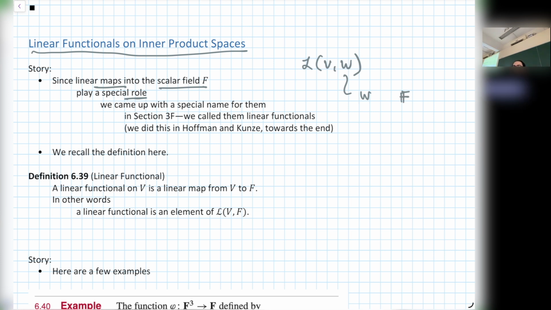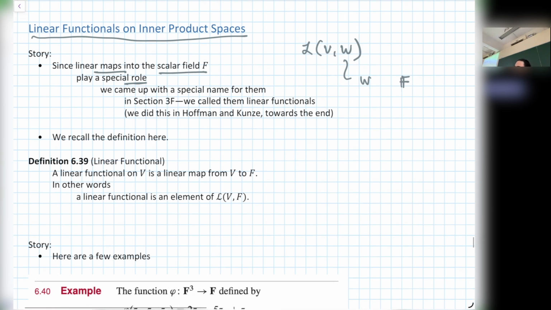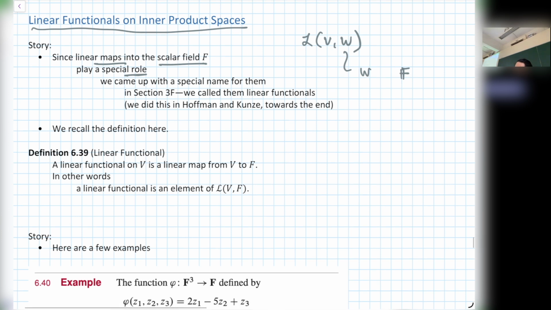This is also a vector space, a special kind of vector space. I already mentioned this when we were doing Hoffman and Kunze. Here, these have a special name: they're called linear functionals. So if you have a linear transformation, let's look at the definition. Let me write the definition. Definition 6.39 for a linear functional.